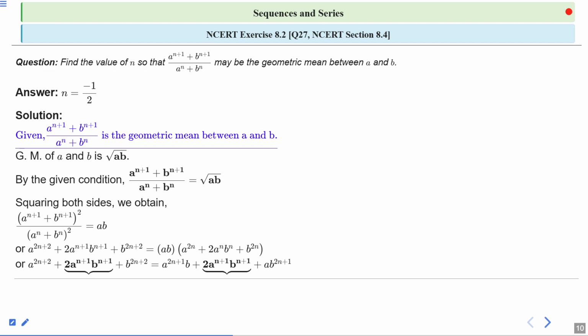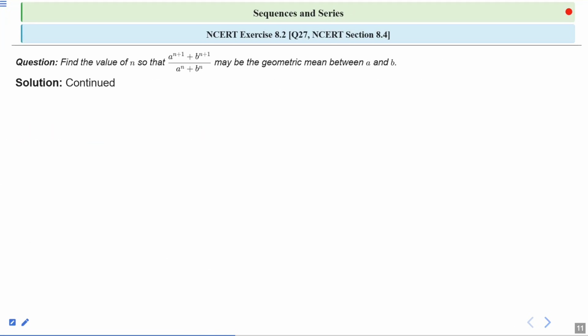So here we can cancel these two terms. After cancelling 2 a^(n+1) b^(n+1), you will get this equation: a^(2n+2) + b^(2n+2) is equal to a^(2n+1) b + a b^(2n+1), okay. So now we rearrange: a^(2n+2) minus a^(2n+1) b equals a b^(2n+1) minus b^(2n+2).